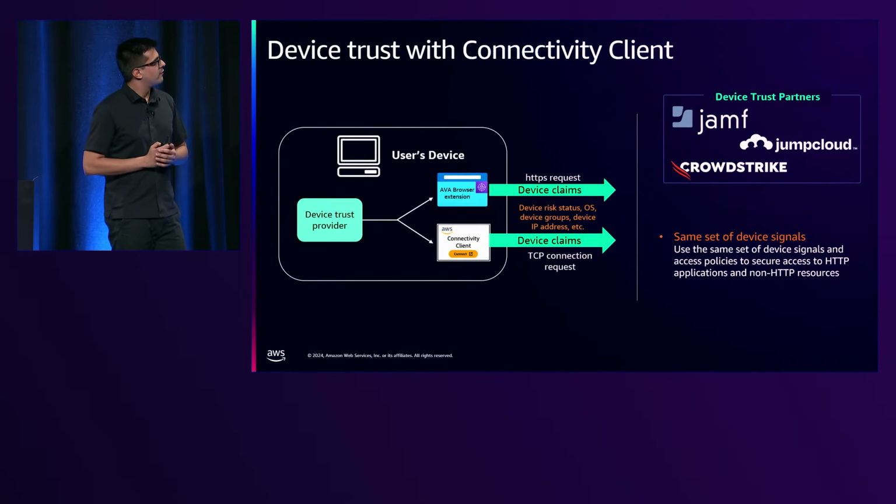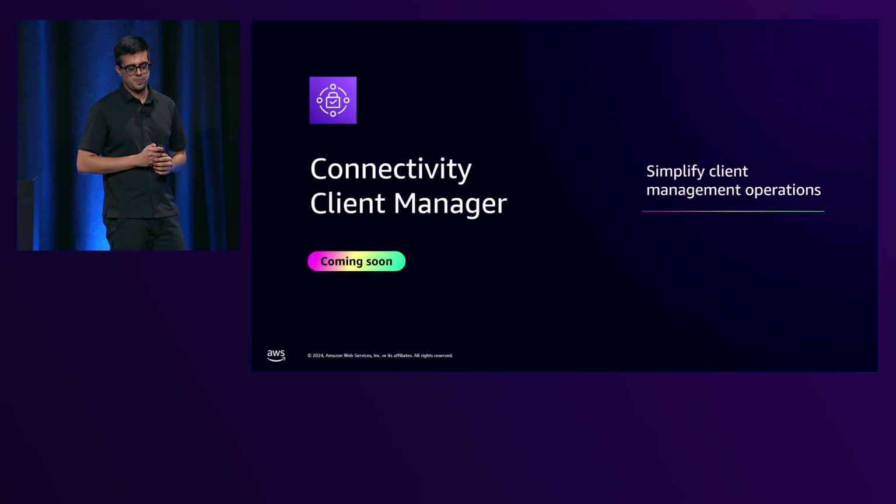Further, we have also integrated the connectivity client with our device trust partners' agent that runs on your users' devices. So we also have a browser extension which works for the HTTP endpoint. The browser extension is also integrated with the device trust provider's agent running on the user's device. Both the browser extension as well as the connectivity client retrieve the user's device status in real time when the user is connecting to an application and push the same device posture related information for policy enforcement. This ensures that you use the same set of access policies for both HTTP apps as well as non-HTTP apps, and you get the same device metadata from either of the channels.